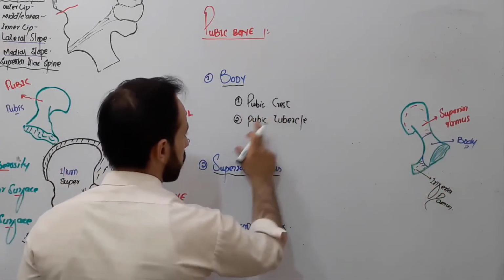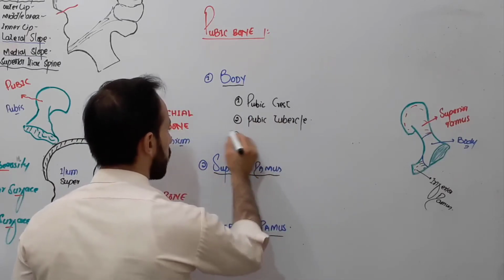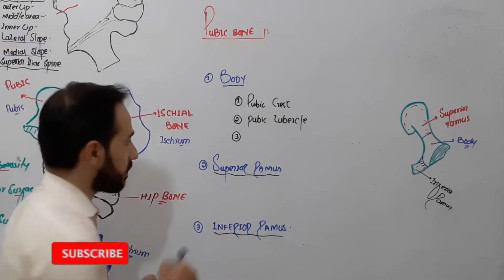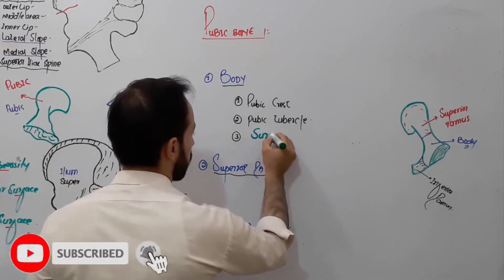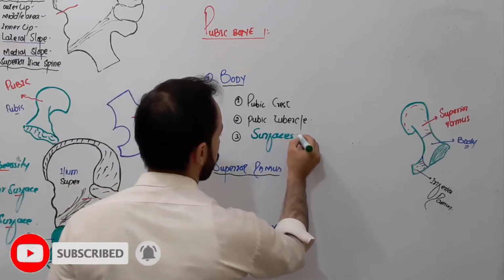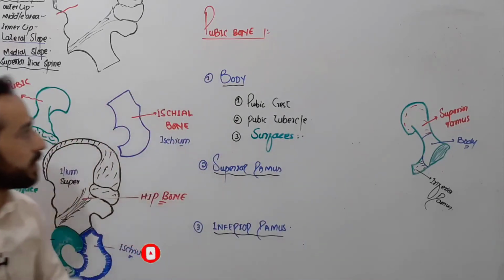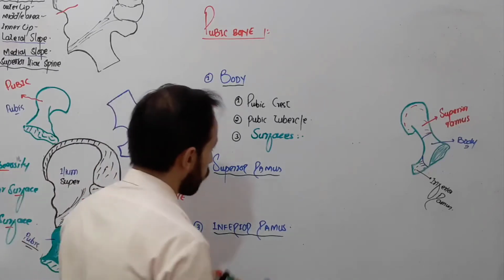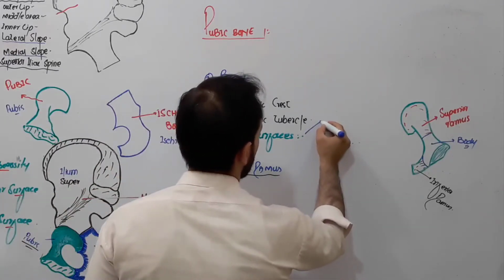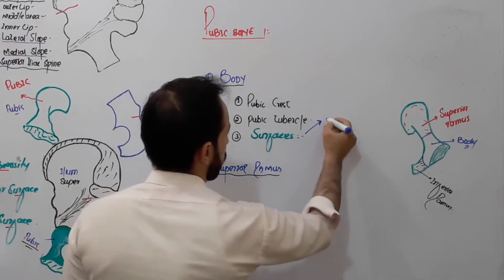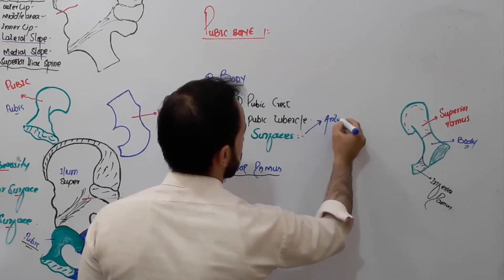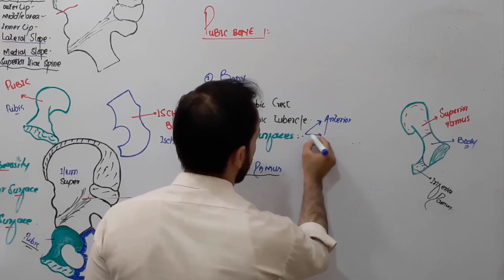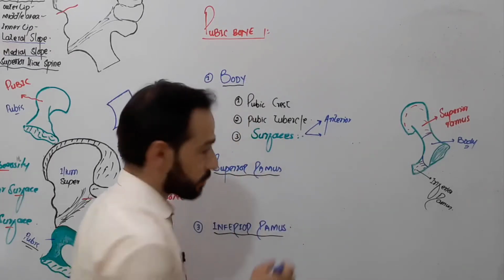So the pubic crest is there, the pubic tubercle is there, and the third one is the surfaces, right? We have surfaces. And how many surfaces does it have? The body of the pubic bone has 3 surfaces. And what are those? The first one is the anterior surface. Then the second one is your posterior surface.